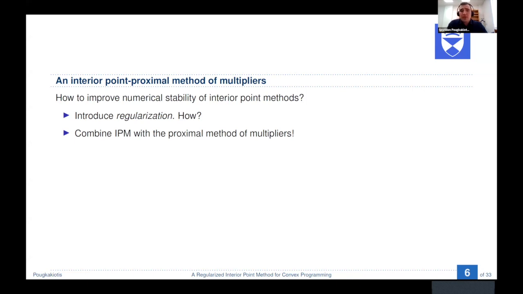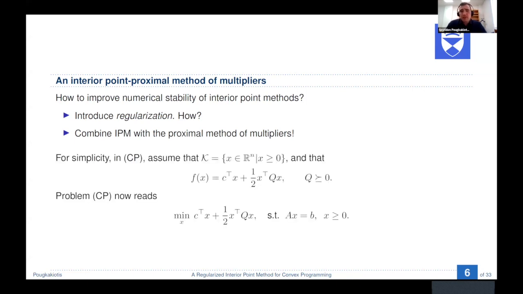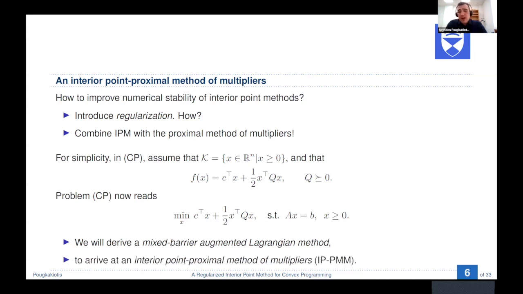And to derive the method, I will focus on a simpler formulation. So I will focus on convex quadratic programming problems unless stated otherwise. In this case, the cone is just the non-negative orthant, and the function f is just a convex quadratic. Now, to arrive at our method, I will first introduce a mixed barrier augmented Lagrangian scheme, and I will use this to derive our interior point proximal method of multipliers.